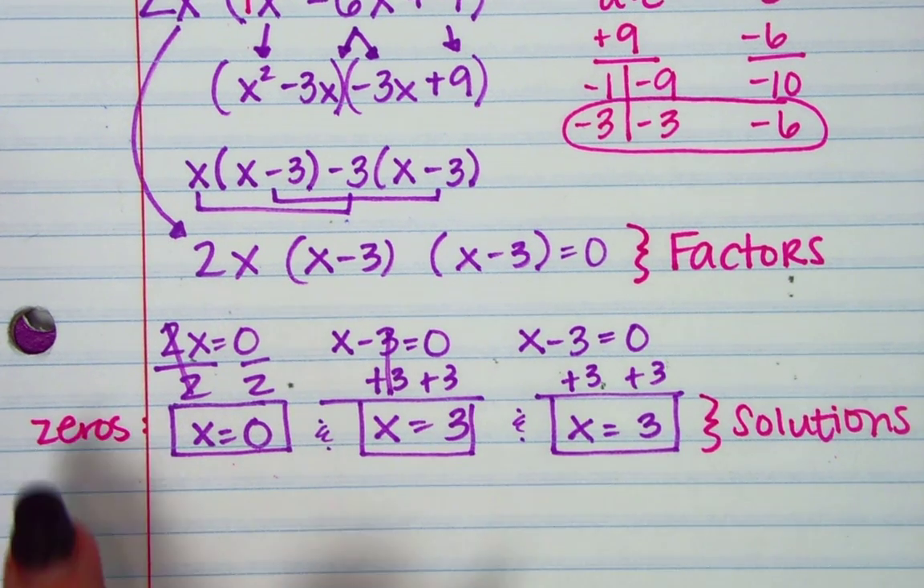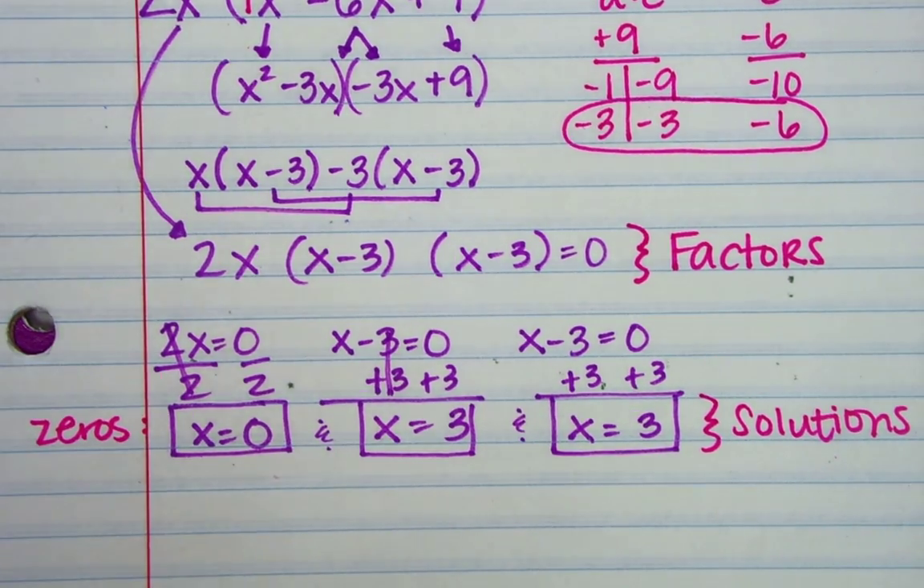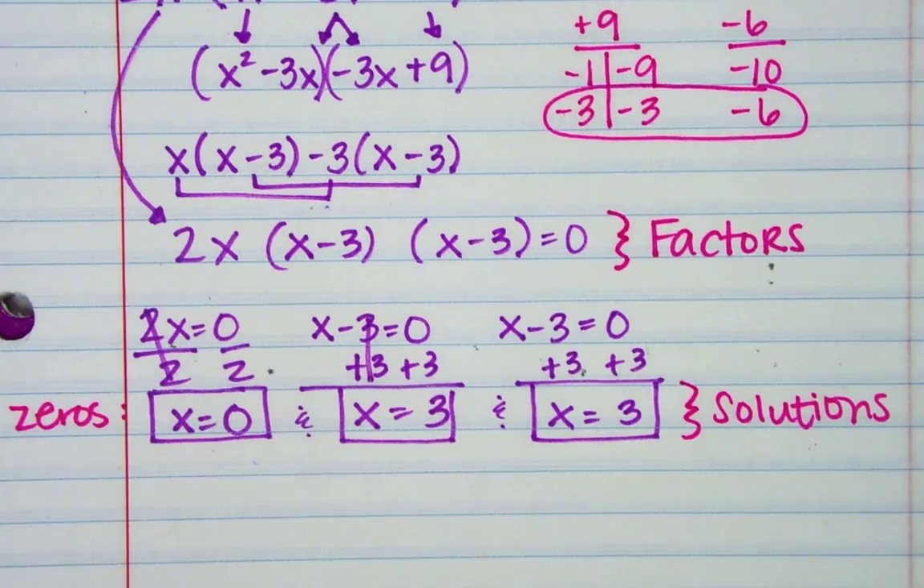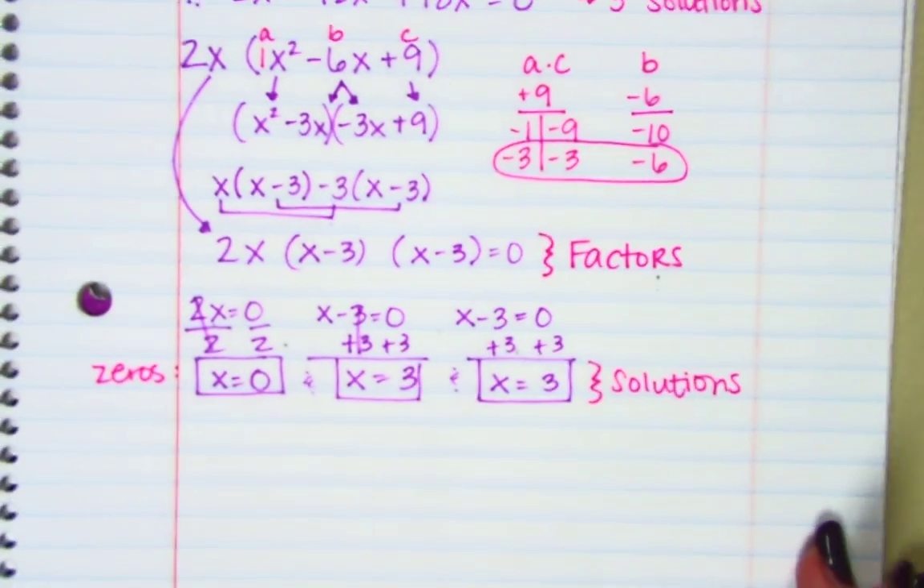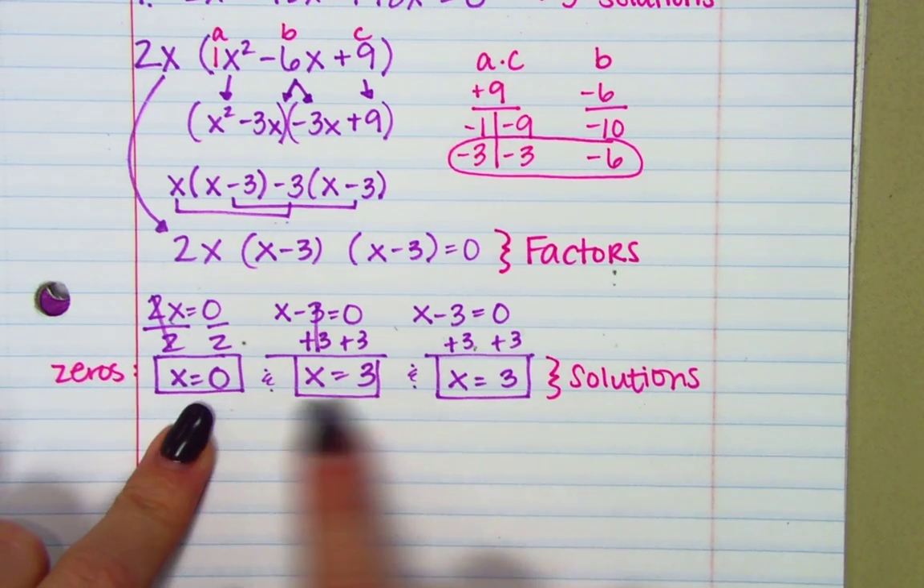All right, it could be zeros, solutions, roots, whatever. This is the answer. Those are my 3 x-intercepts of this problem. And we're going to sketch a little graph, because we know what we need to know. We're going to sketch the graph to show that it's crossing at these 3 places.